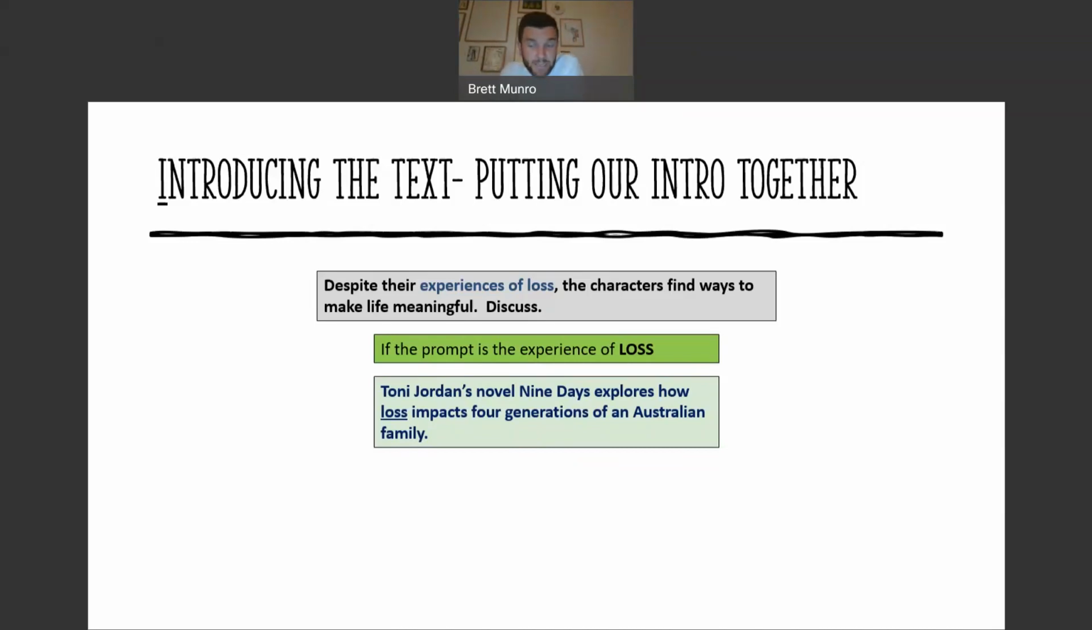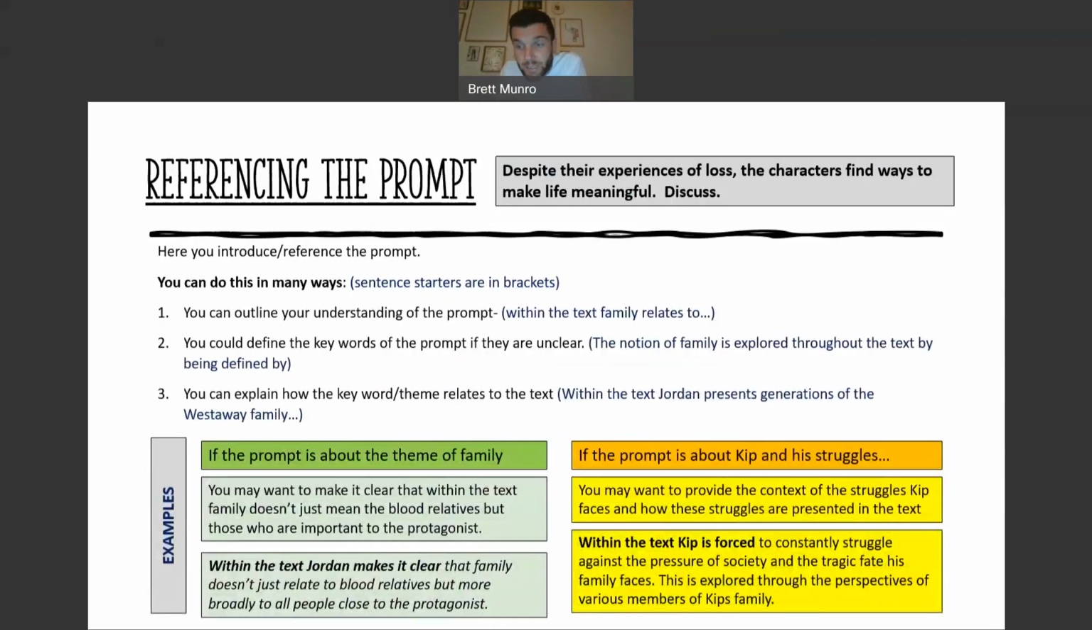So our first sentence, this is our opening sentence. We're just introducing the text. Tony Jordan's novel 9 Days explores how loss impacts 4 generations of an Australian family. We now move on from introducing the text to referencing the prompt. In this sentence, we're just making reference to the prompt. We're making it clear that we have an understanding of what the prompt is actually asking us.